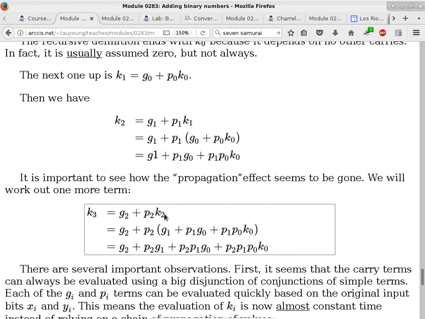Okay? But keeping our eyes on just K3, in one gate propagation, I got all the P's and the G's computed, just like with K2. The second gate propagation is doing all the conjunctions, right? And then the third gate propagation, we do the overall disjunction, we're done. So it takes exactly the same amount of time to compute K3 as opposed to K2.